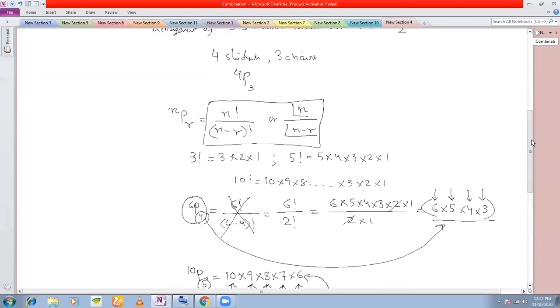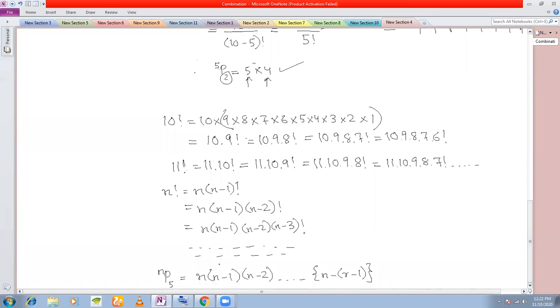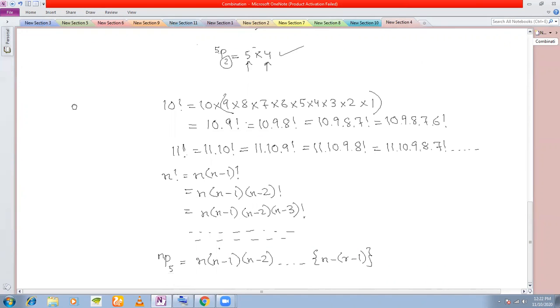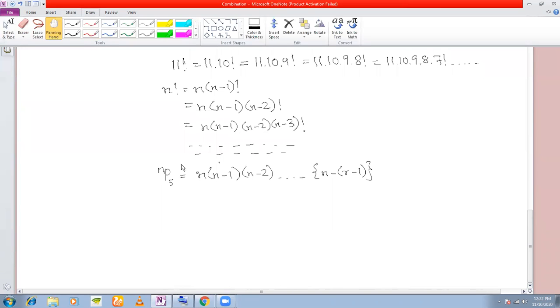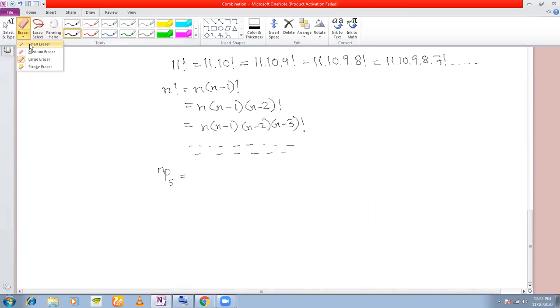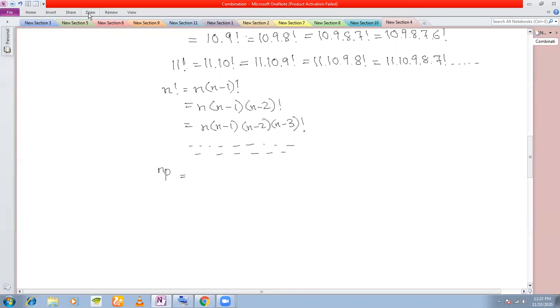Sir, I couldn't understand the last one. Which one? The last one. If you see, NPR can also be written as n into n minus 1 into n minus 2 up till n minus r factorial. Actually, what happens? Let me just derive this for you. This is not NP5, this is NPR. Was this the confusion? No, no, sir. You can derive that: factorial n by factorial n minus r.